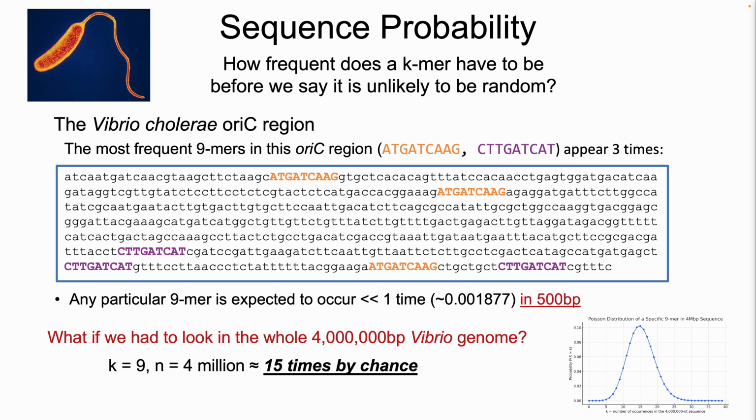So if you take our back of the envelope computation that said finding a 9-mer 3 times is way unlikely, but you expand that to the Vibrio genome, which is about 4 million base pairs long. So now our K is 9, but instead of being 500, our N is 4 million. Now we expect to see about 15 of those 9-mers just randomly. Okay? So if we had to account for the whole genome, our distribution becomes non-zero. So how do you decide, if you have to look at the frequency in 4 million, what is too frequent? Like, so what is a hidden message?